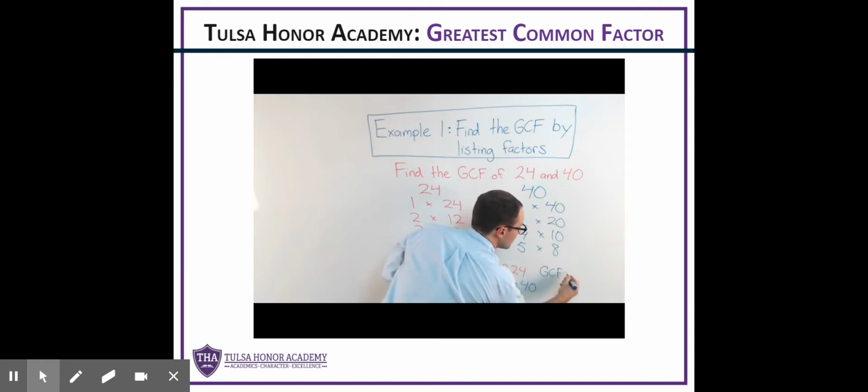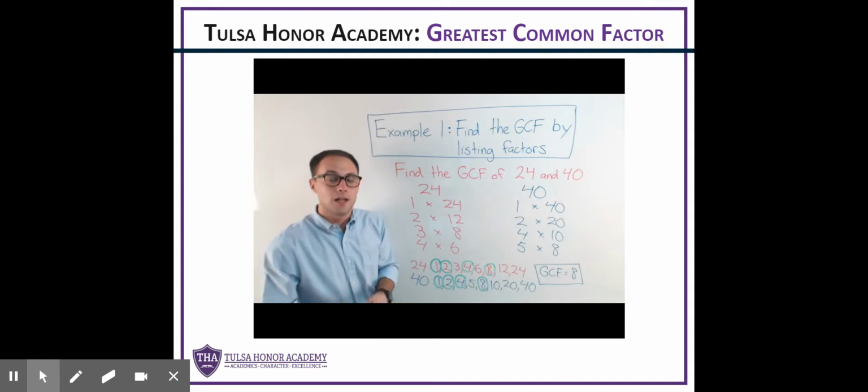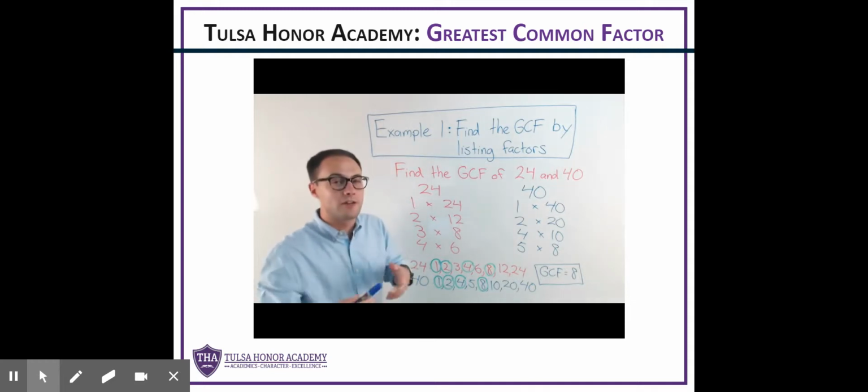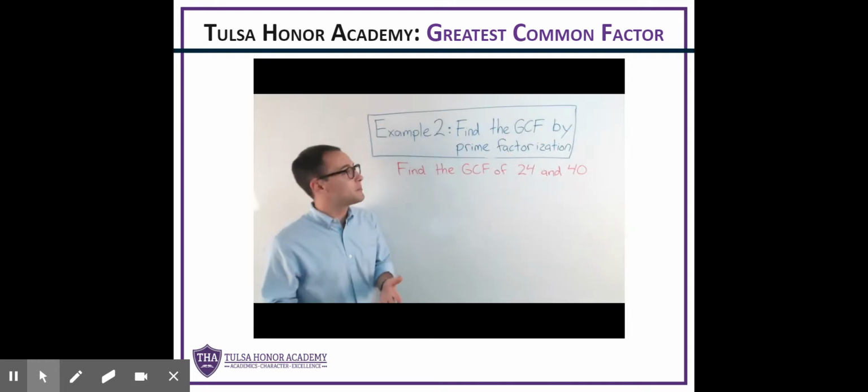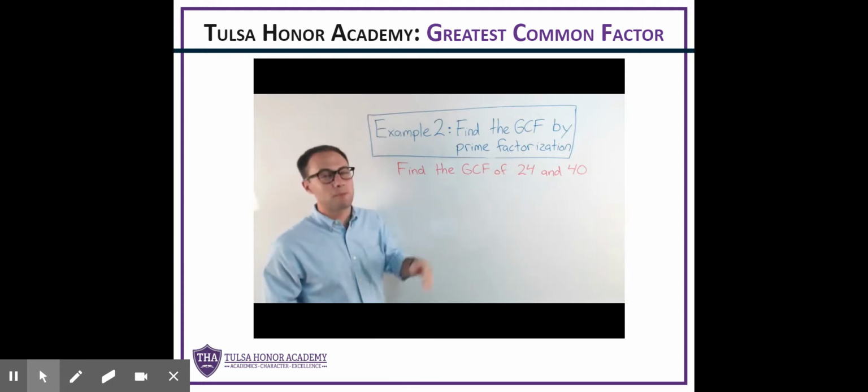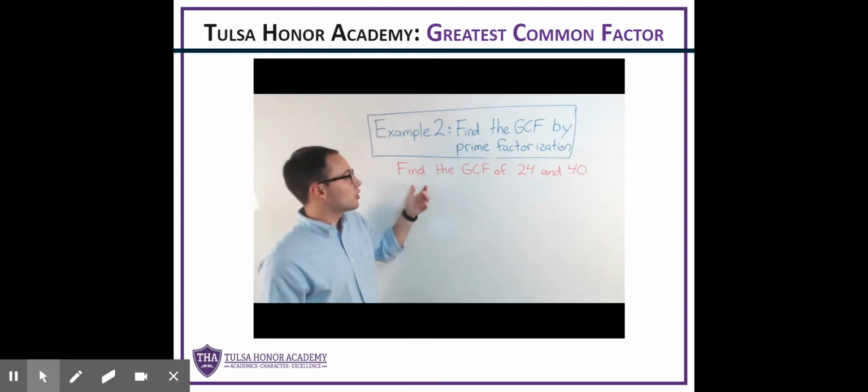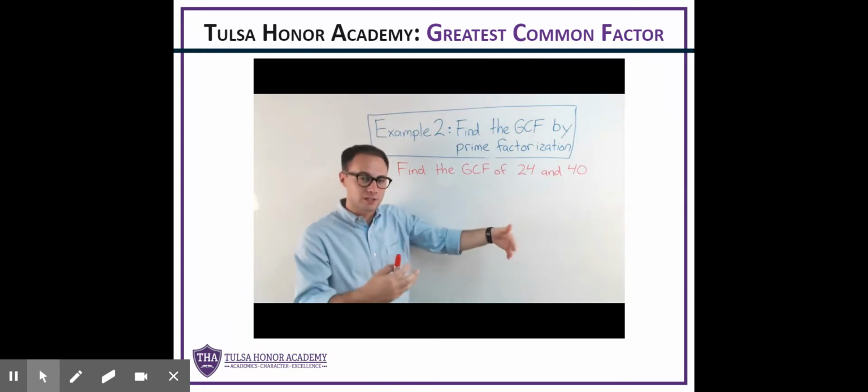GCF equals 8. Okay. Let's find the GCF using another strategy. For example 2, we're going to find the GCF by prime factorization. So we're going to do the same exact problem and just solve it a different way.